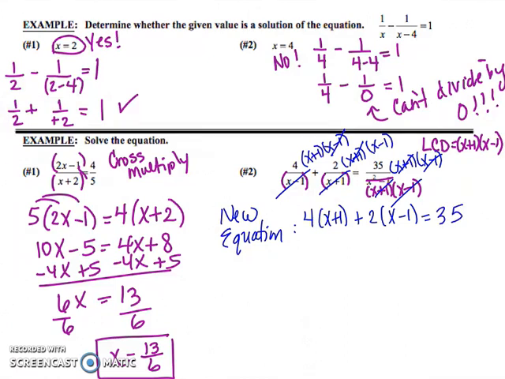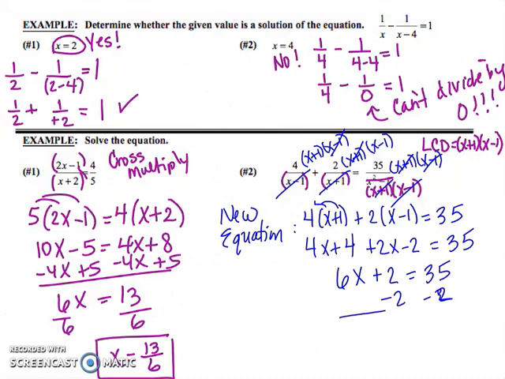Now that's not so bad. I just have to do a little bit of distributive property. 4x plus 4 plus 2x minus 2. Combine like terms. 4x plus 2x is 6x. 4 plus negative 2 is positive 2.